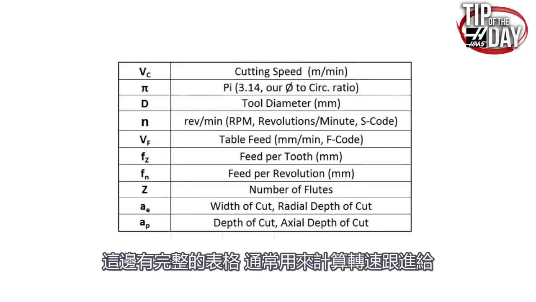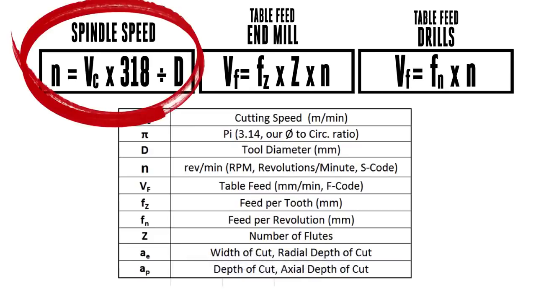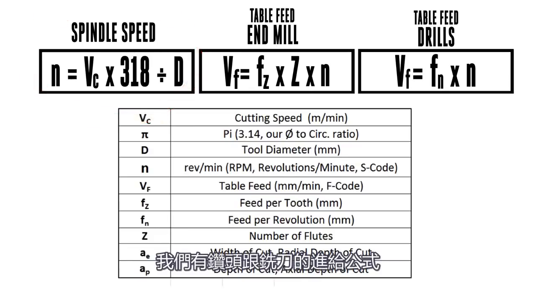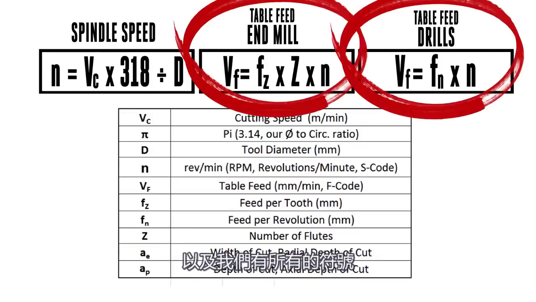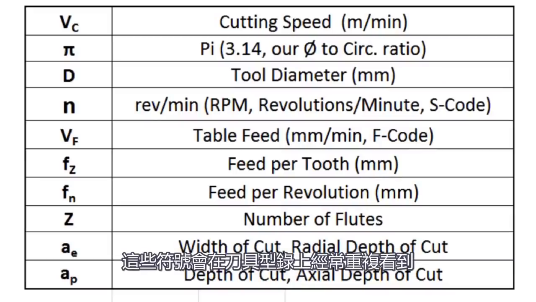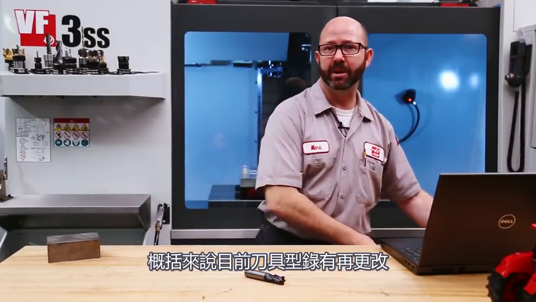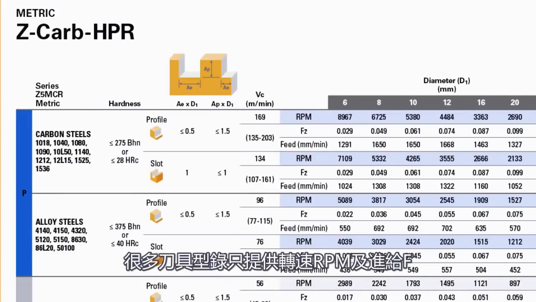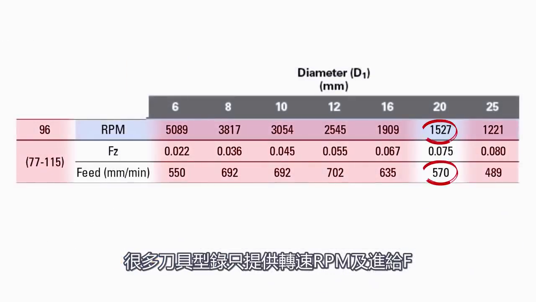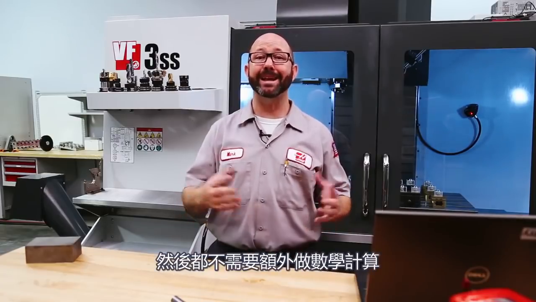Here is that completed legend and the formulas we typically use for calculating our speeds and feeds. We've got our cutting speed formulas, spindle speeds. We've got our feed rate formulas for both end mills and drills. And we've got all of the notations, all the symbols that you're going to see over and over again in your tool catalogs. With all of that said, there's a big shift happening with tooling catalogs in general. A lot of these tooling catalogs are just giving us our feed rate and RPM values. No formulas needed.